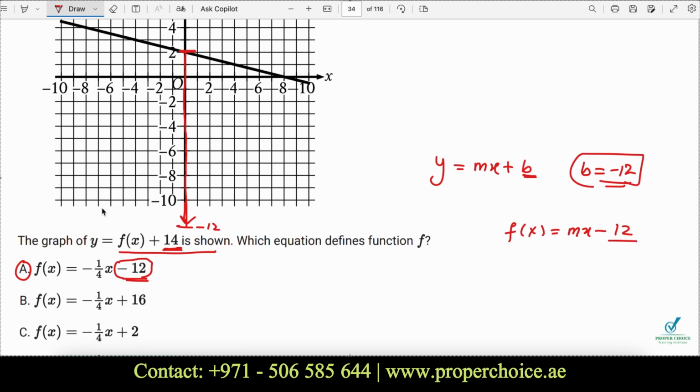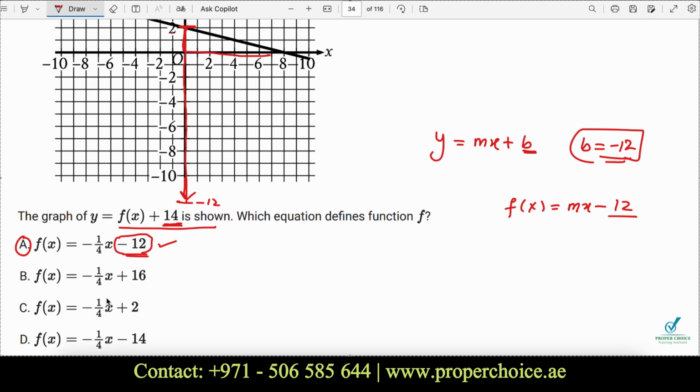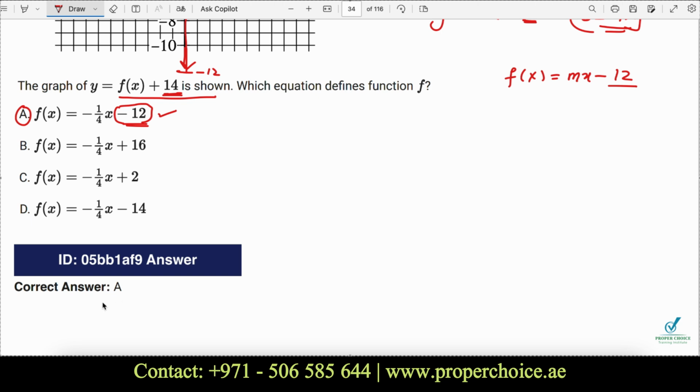Alright, and as you can also see, you can find the slope by choosing exact values. How do you find slope? Rise over run. So 2 divided by 8 gives me minus 1 by 4. Makes sense. A is the right answer again. So there are multiple ways to analyze, and we get A as the right choice.